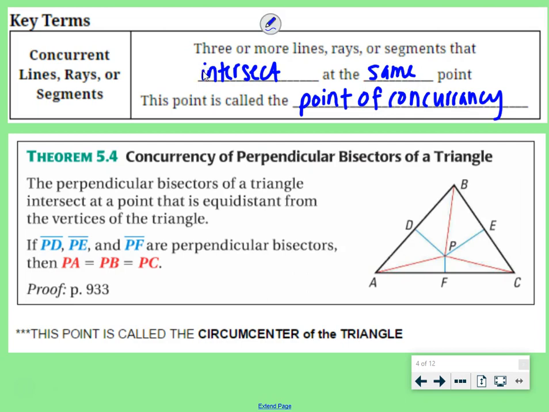So if you make the perpendicular bisectors of each segment, those are here in blue. They meet at this point, and this point is called the circumcenter, which we'll talk more about in class. But then that point is equidistant from all three vertices, so it makes these segments all equal to each other.